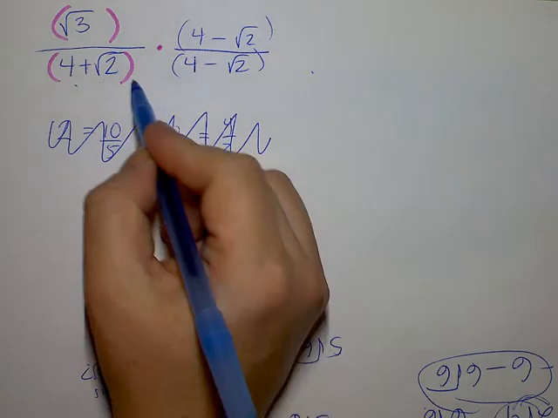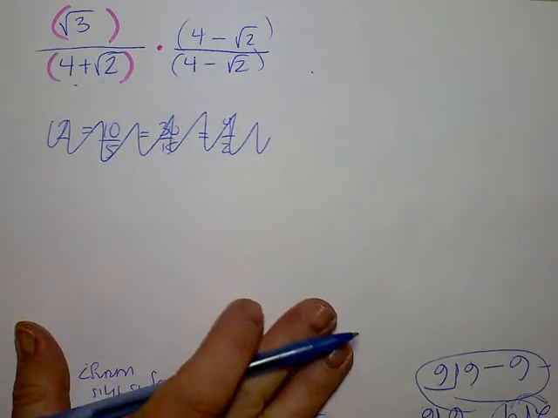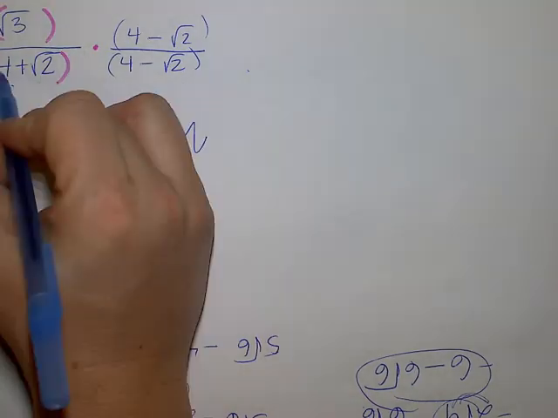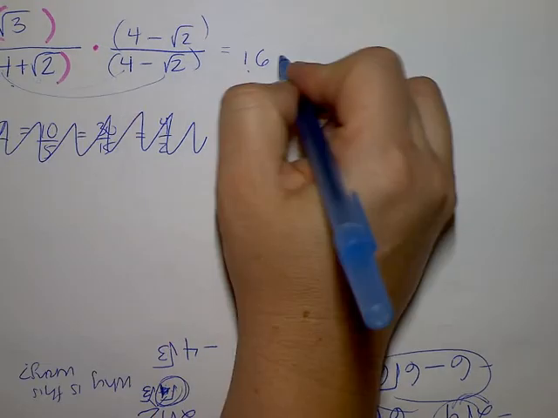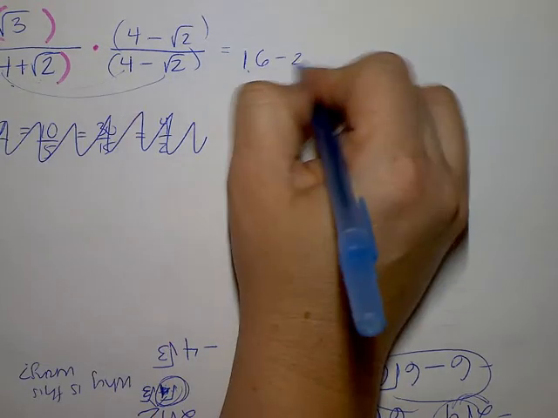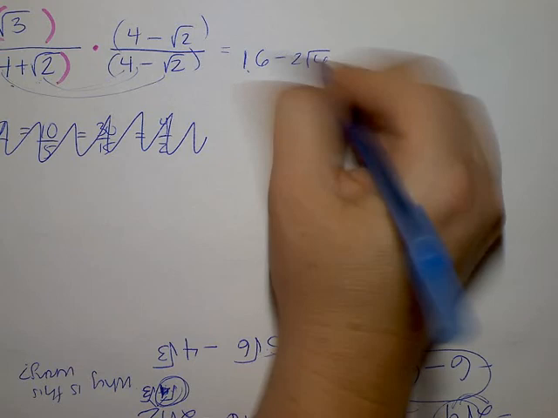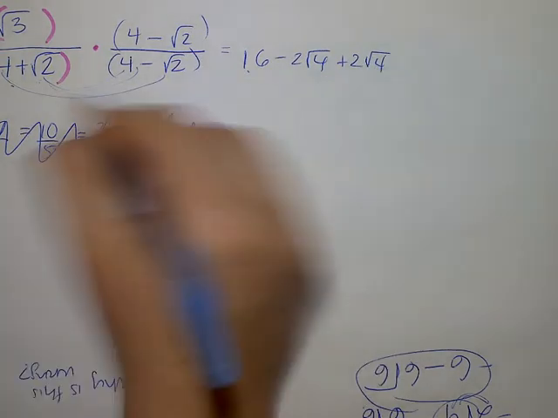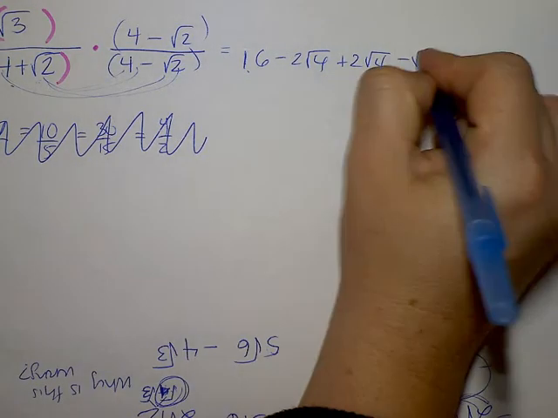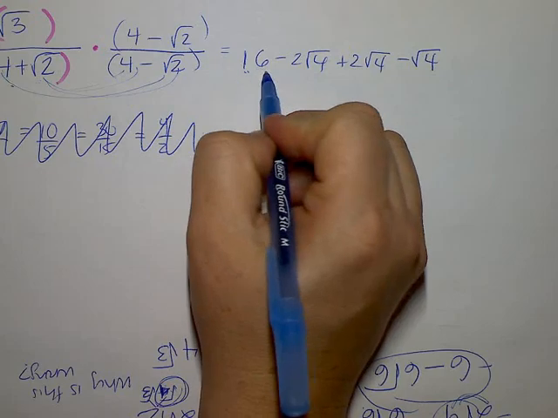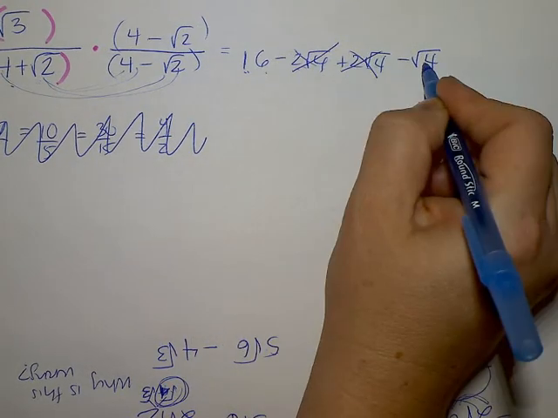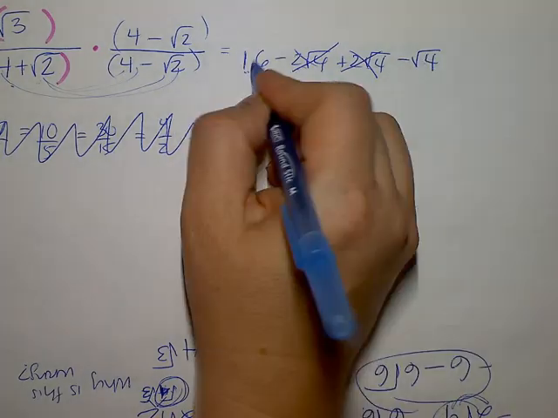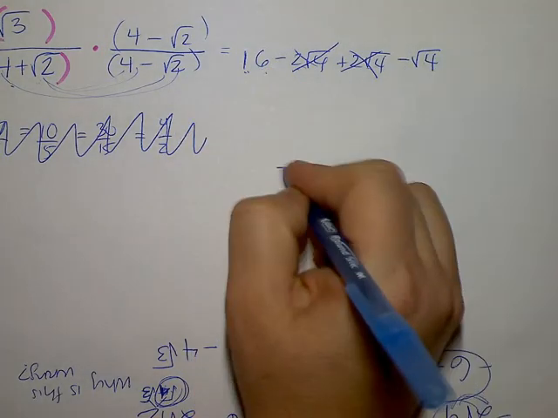I'm going to do this the long way. That's why you are not writing this down. I'm going to multiply. I'm going to FOIL. Front, outside, inside, and last. Okay, 16 I can't do anything with. Do you see how these two cancel? What is the square root of 4? 16 subtract 2 is 14.